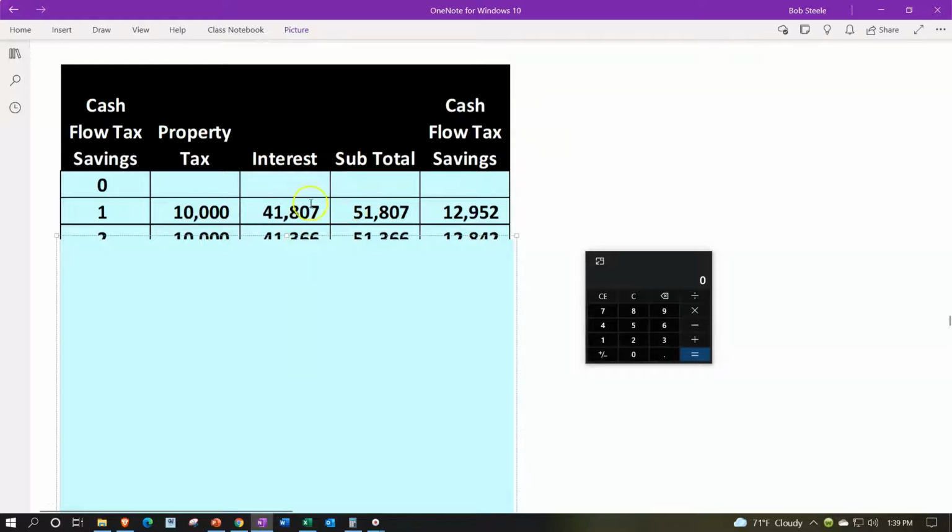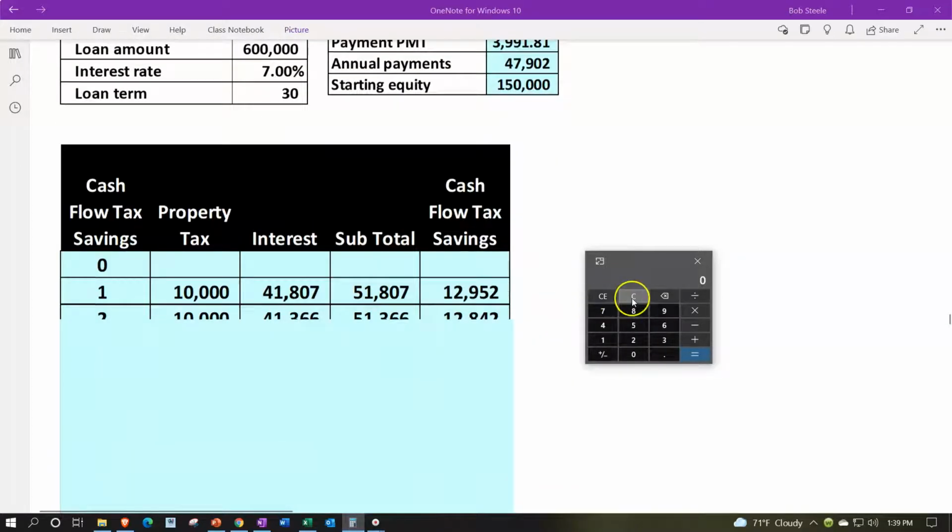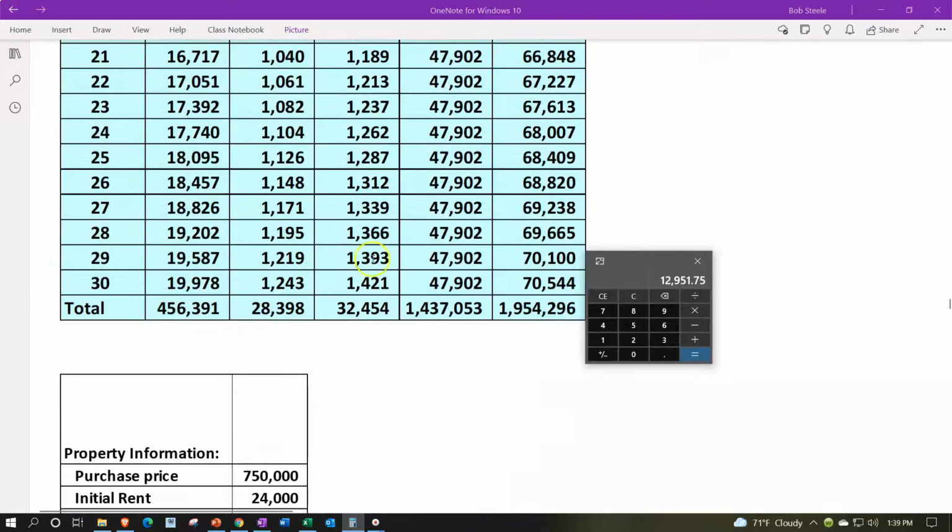So if you add those two up, these are the two items that could be deductible for taxes. And then we're going to multiply that times our marginal tax rate, which is our highest tax rate, 25%, not the average, because this is a differential. It might be a little more complex than that because it might push you up to a higher tax rate, or a lower tax rate. But $51,807 times 0.25 is going to be $12,951.